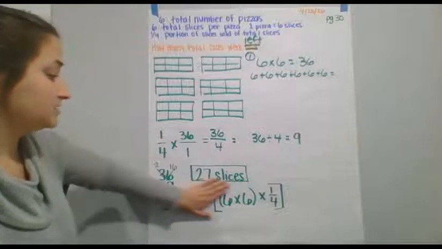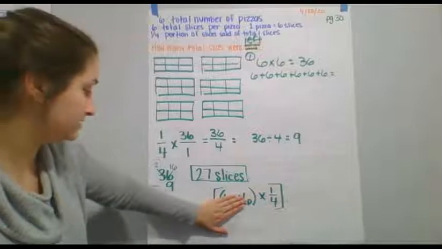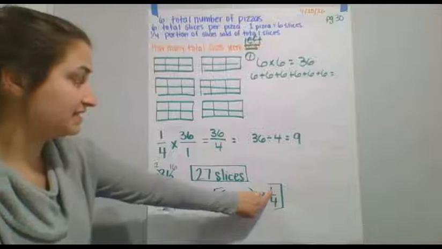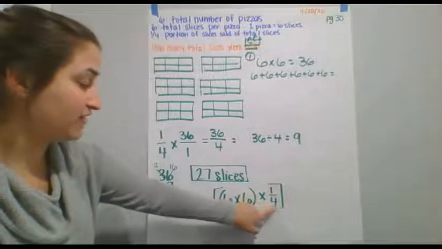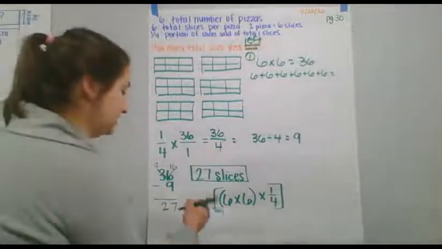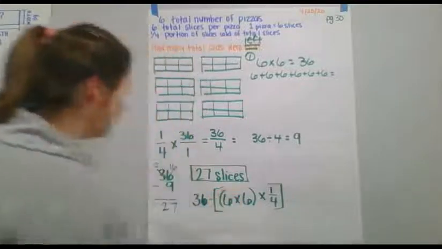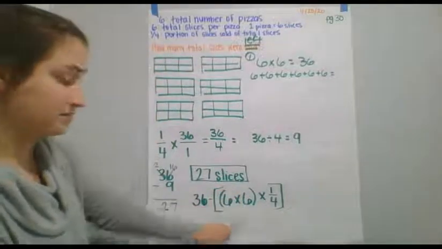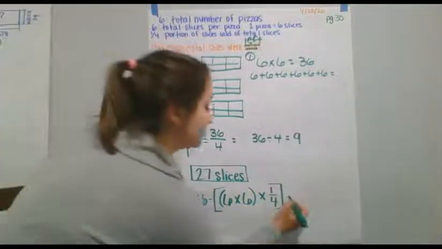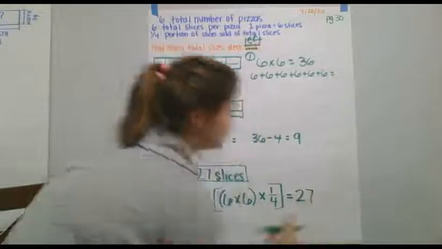So we have 6 times 6, which gives us 36. Then we're going to take 36 and multiply it by 1/4, which gave us 9. So then we want to take 36 and subtract 9, because this whole thing gives us 9. And that's going to give us a total of 27.